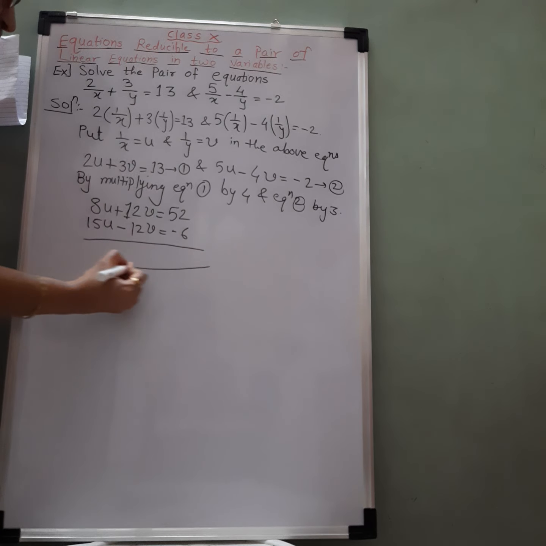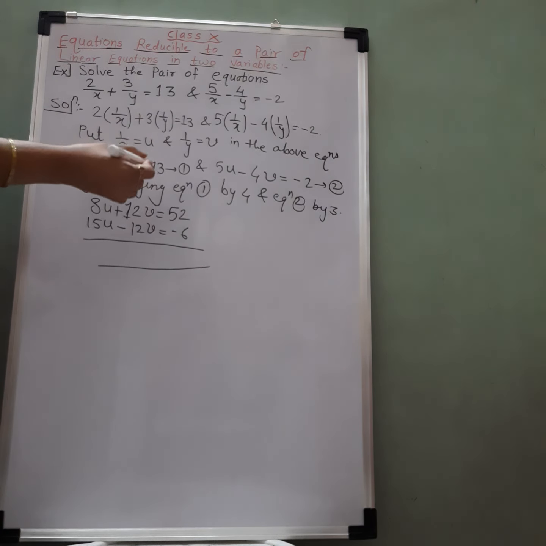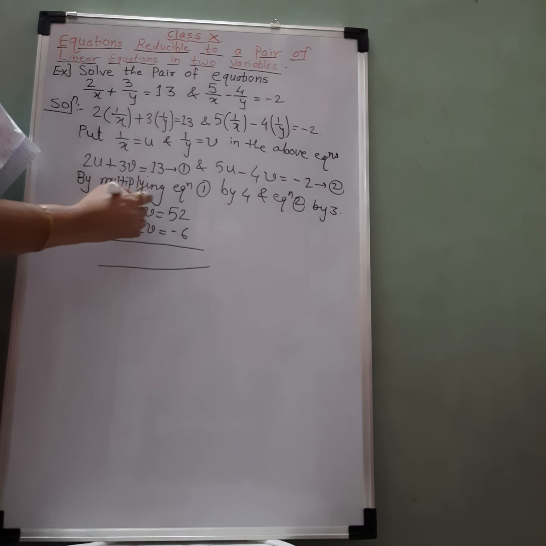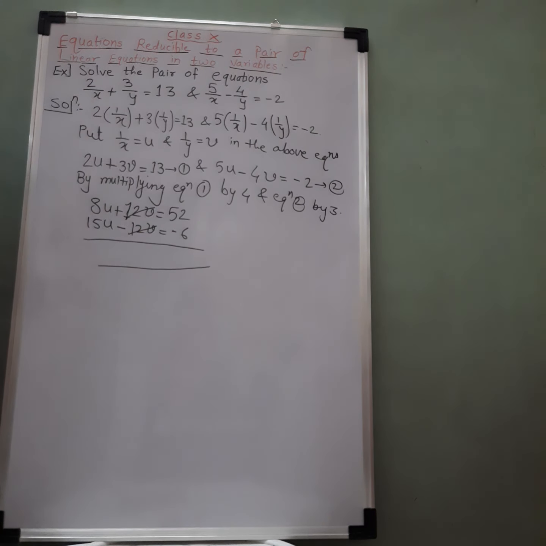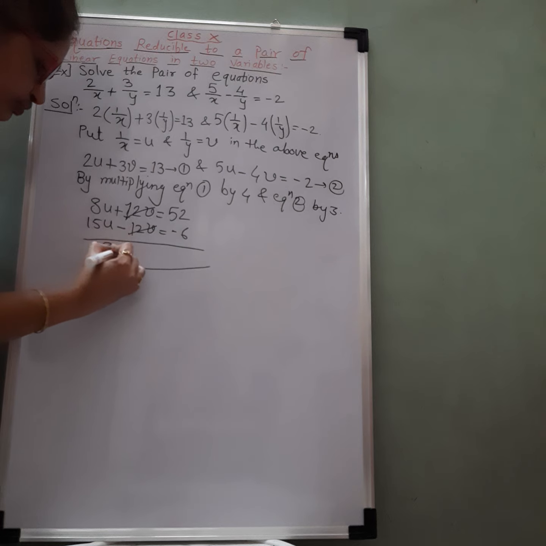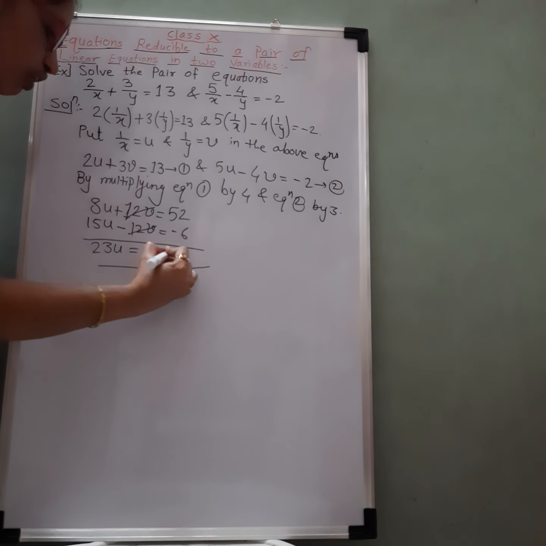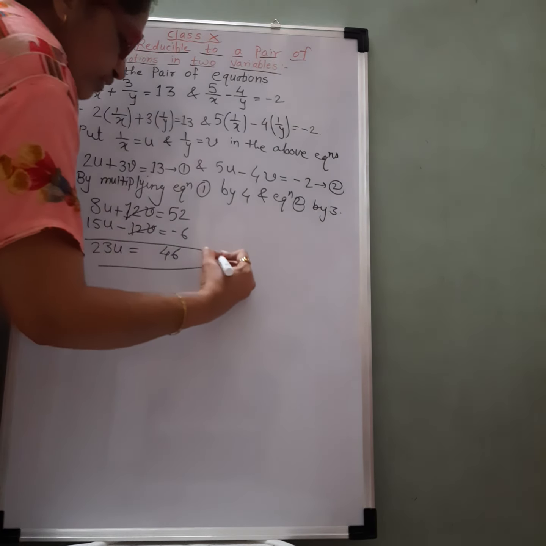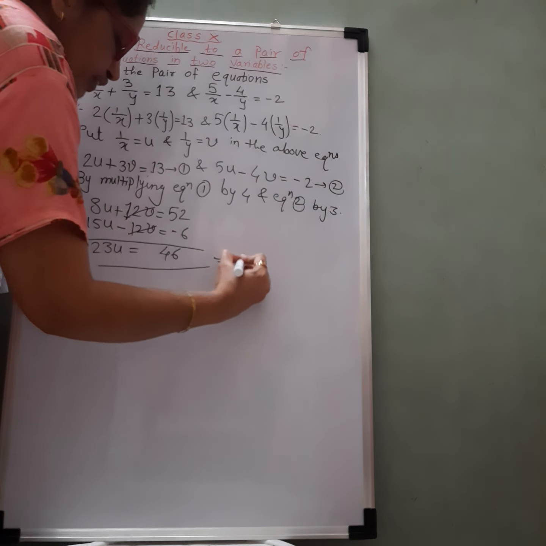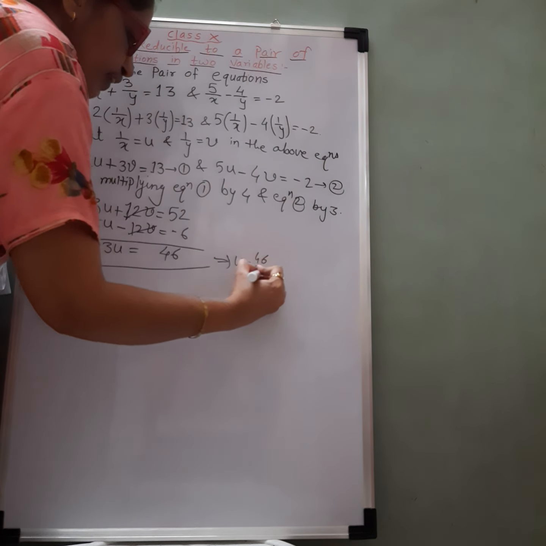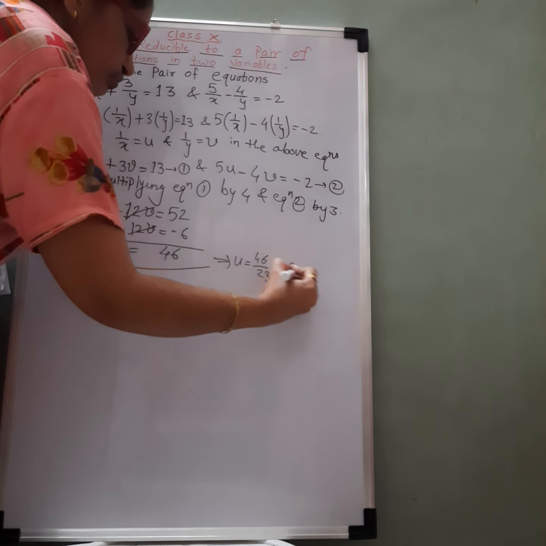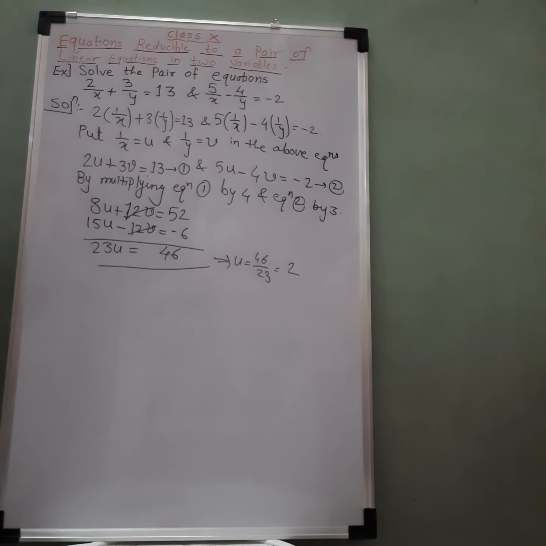Now if you simply add them, what will you get? We are eliminating v. So plus 12v and minus 12v get cancelled. So 8u plus 15u is equal to 23u is equal to 46. This implies u is equal to 46 upon 23, which is equal to 2.